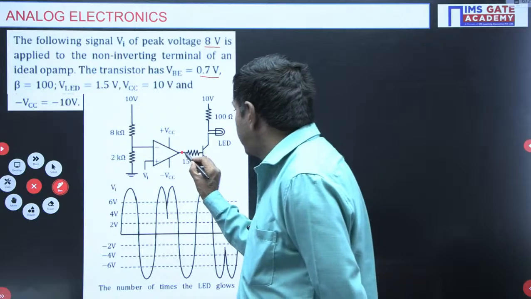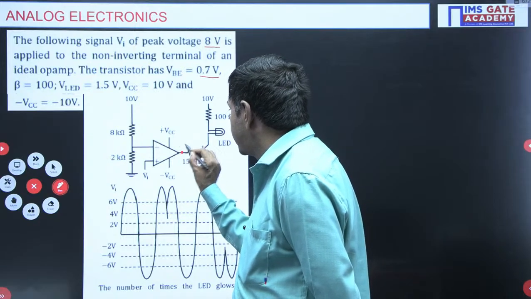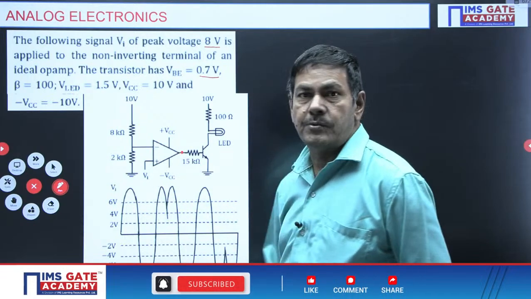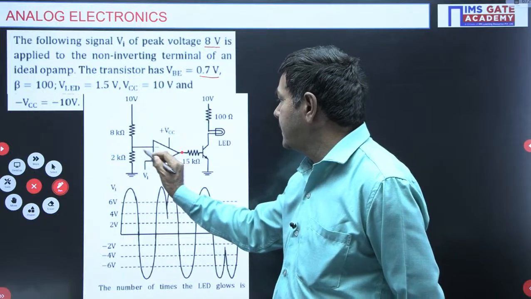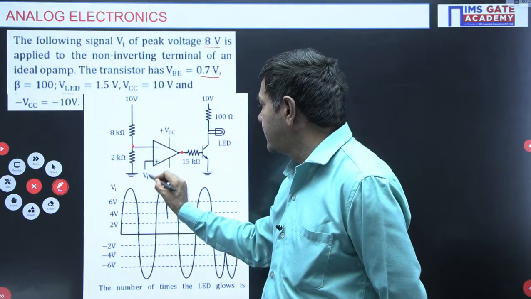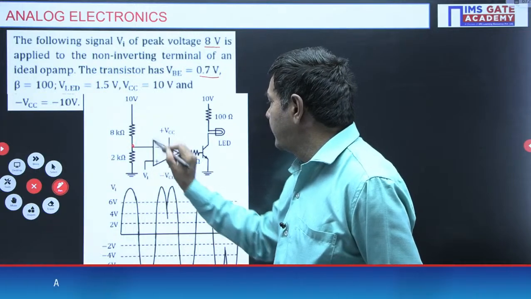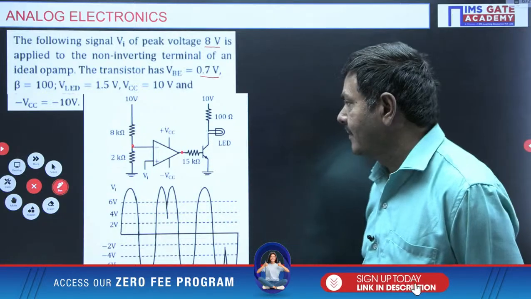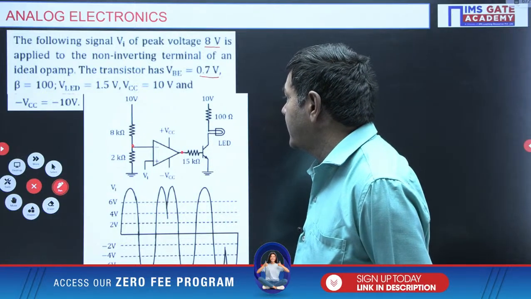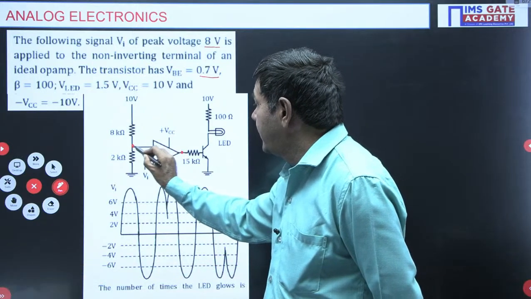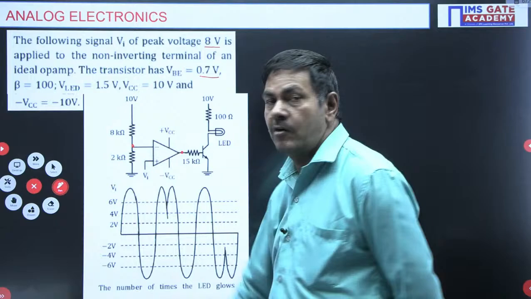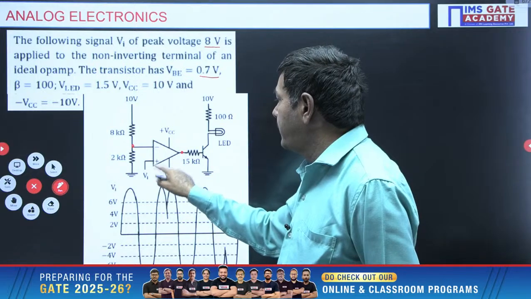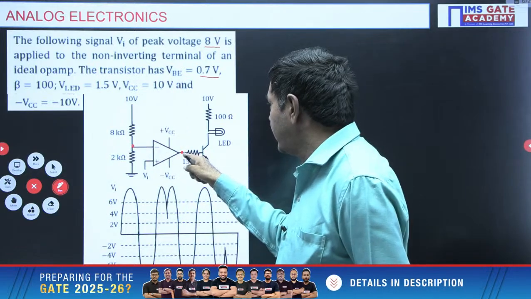So when will I get the voltage plus VCC? Catch my point: when V plus is greater than V minus. This is V minus, and this is V plus. When V plus is greater than V minus, the output voltage of the op-amp is plus VCC, as we know very well. So initially we should understand what this negative terminal voltage is. Based on that potential only, I can write the condition: Vi must be greater than that potential, and then I will get plus VCC.